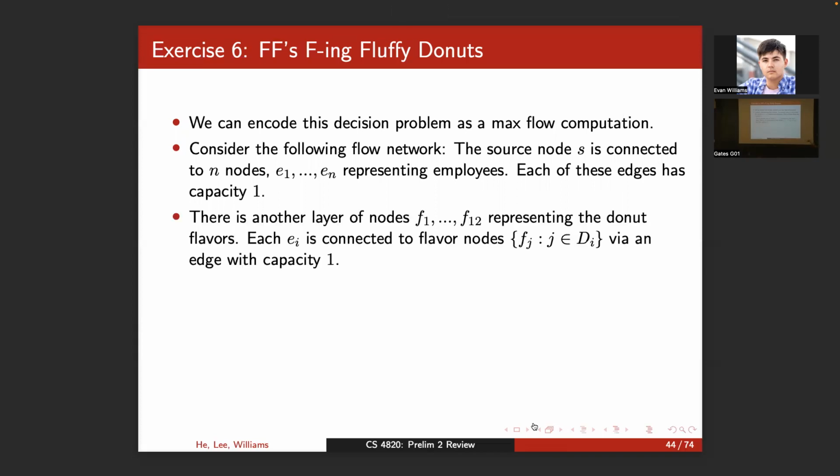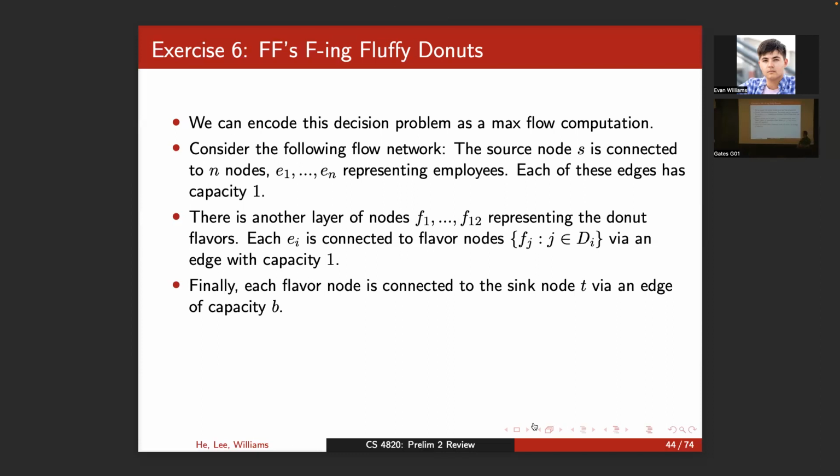Then there's another layer of nodes, and we're going to use these as our flavor nodes, right? So we'll have F1 through F12, and each edge between the employees and the flavors is going to be like the preference lists of the employee. The employee wants some subset of the 12 donuts. We're just going to draw an edge from each employee to each of their preferred flavors, also with capacity 1. Now, for each of these flavor nodes, we have B of these donuts. However many boxes are ordered, we have that many of each individual flavor. So we're going to draw an edge from each flavor node to the sink with capacity B, because that's how many of those donuts we have to offer to all the employees.